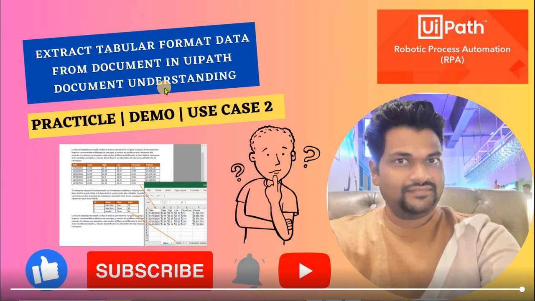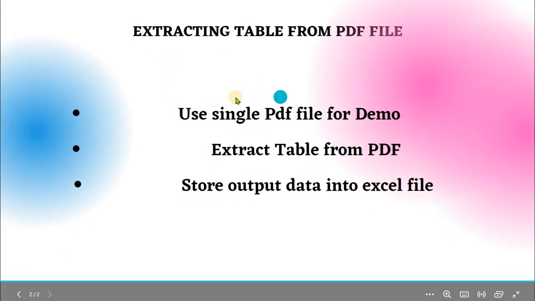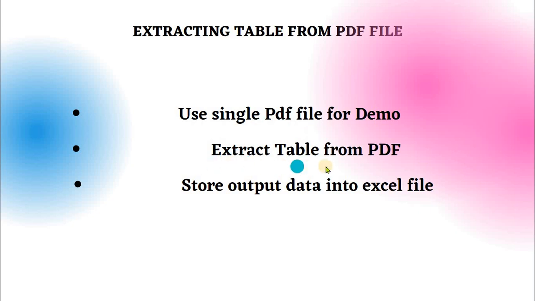In my first use case, we saw how to extract some data from a PDF file and store it in an Excel file. Today we will see table extraction and putting that output in Excel format. I'll use a single PDF file for demo purposes, extract the table from the PDF and store the output data in an Excel file. Let's see how we can do that in UiPath.